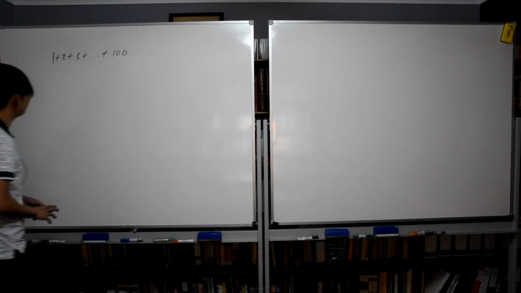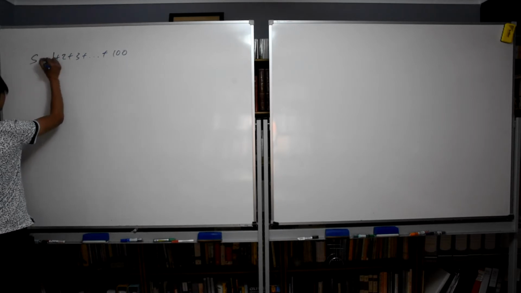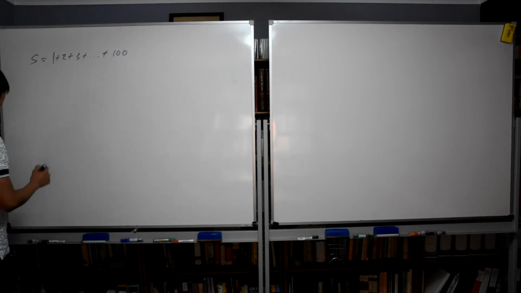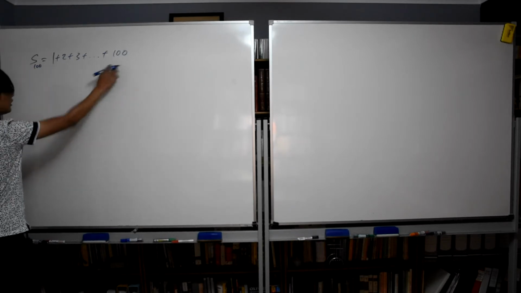Consider the first 100 counting numbers, 1, 2, 3, all the way down to 100. What is the sum of these 100 numbers? Let's help ourselves by writing S here, which stands for sum. Let's further help ourselves by writing a little 100 here to represent 100 things.